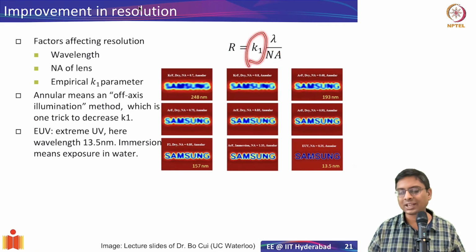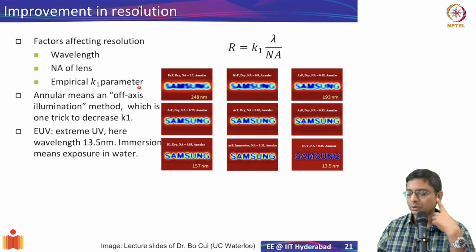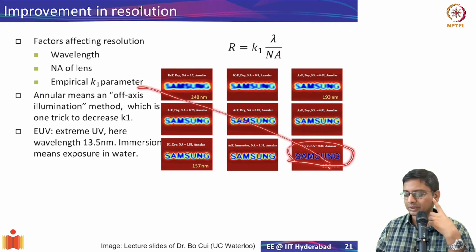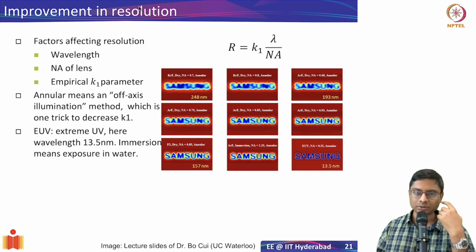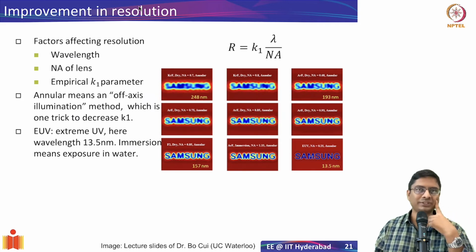Or there is this K1 parameter which we talked about, which is basically an empirical parameter which captures the process, the system, and many other things. Let's not get into what the K1 parameter is, but in effect we have lambda and NA as the two parameters. We have seen this already. If you go to extreme UV, you can get a very good image. If you go to krypton fluoride, which is 248 nanometers, you get a very poor image. All right. So now we have to use lower wavelengths.